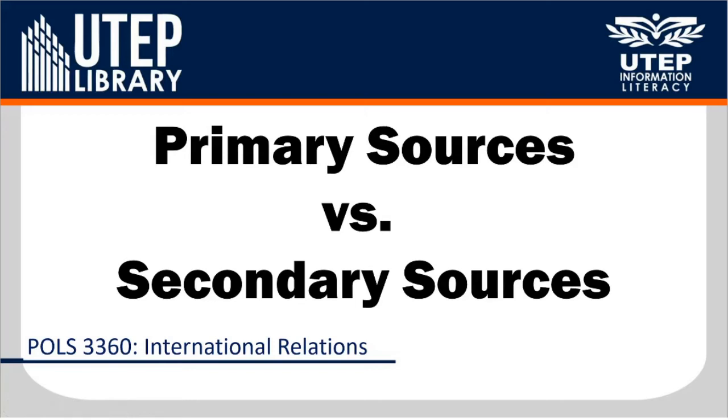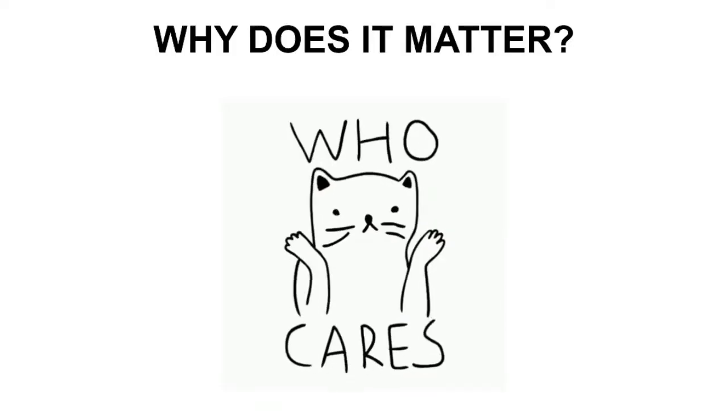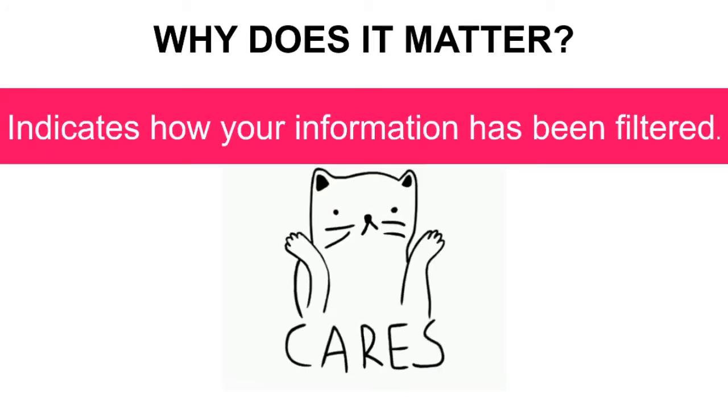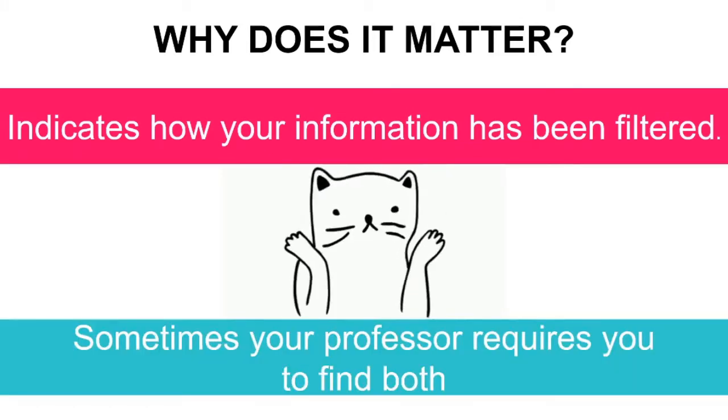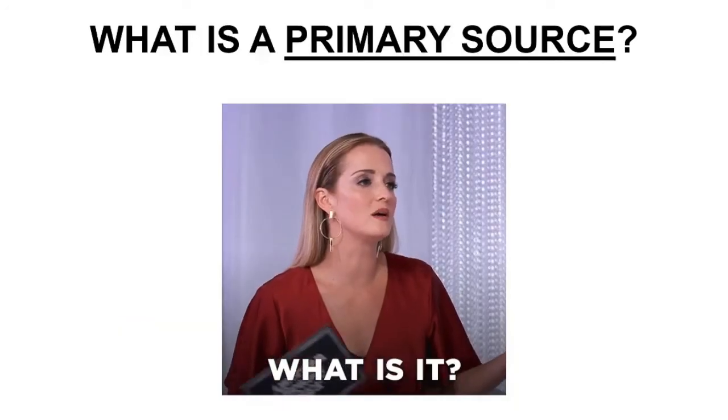Primary versus secondary sources for Political Science 3360 International Relations. So why does it even matter whether a source is primary or secondary? For a few reasons. First of all, whether you use a primary or secondary source indicates how your information has been filtered. And also, sometimes your professor just requires you to find both, so you need to know which is which. So let's start with this.